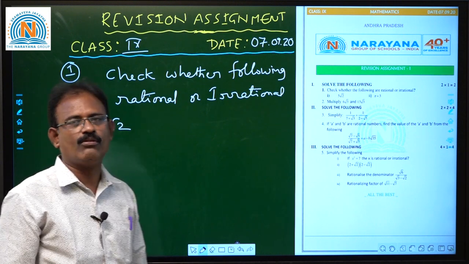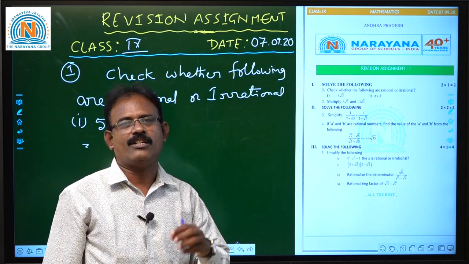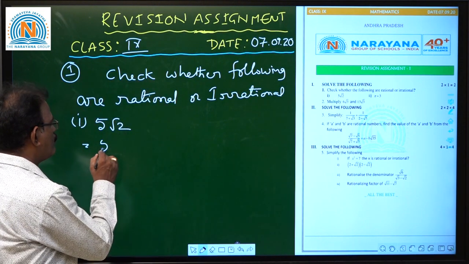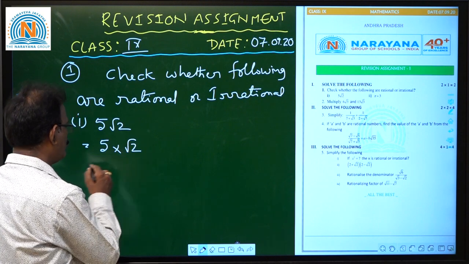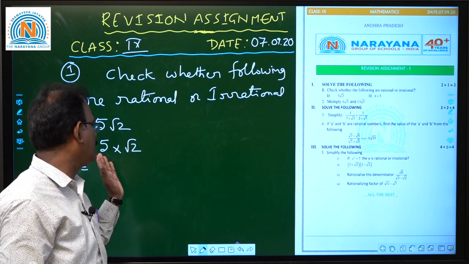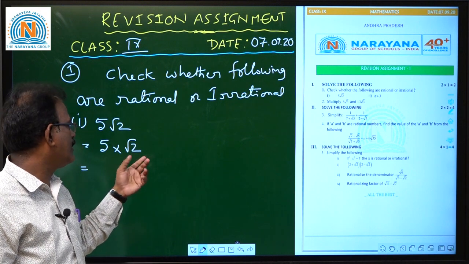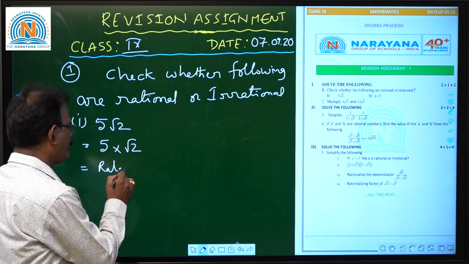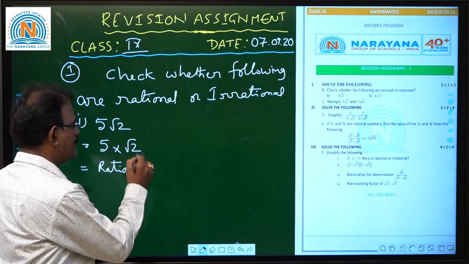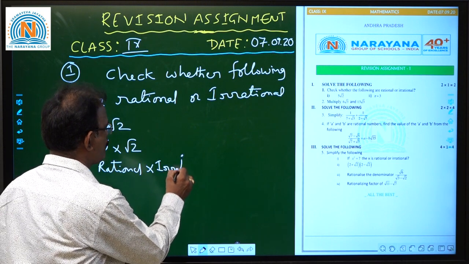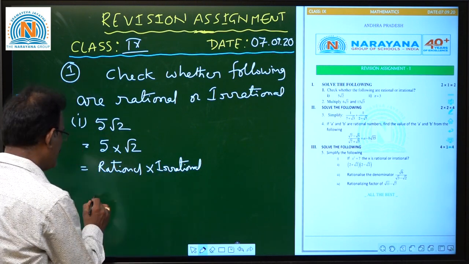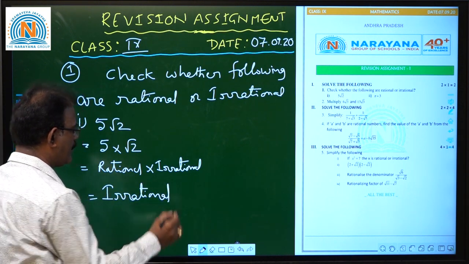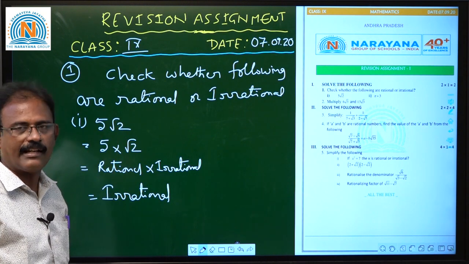So what is the meaning of 5 root 2, children? It is a product of a rational and an irrational. 5 is rational and root 2 is irrational. So 5 root 2 means 5 into root 2. So we know rational multiplying with irrational always gives irrational. This is rational and this is irrational. So its product is irrational. Therefore 5 root 2 is irrational.